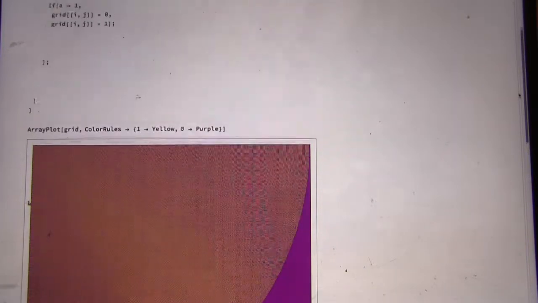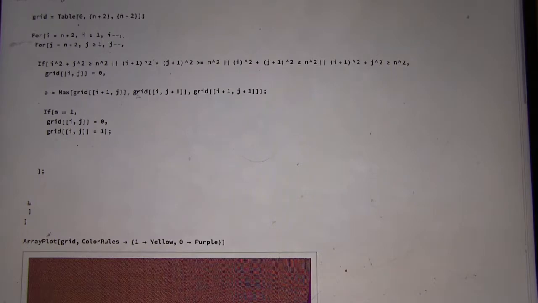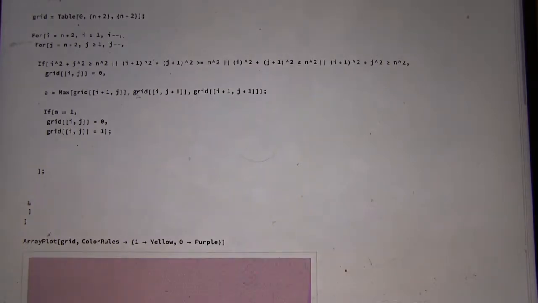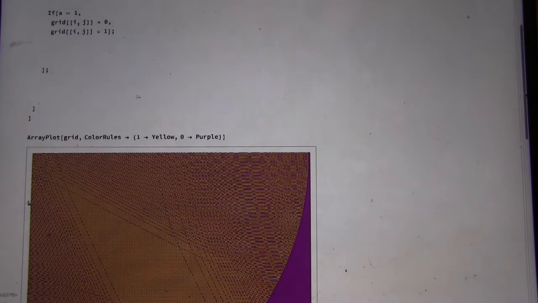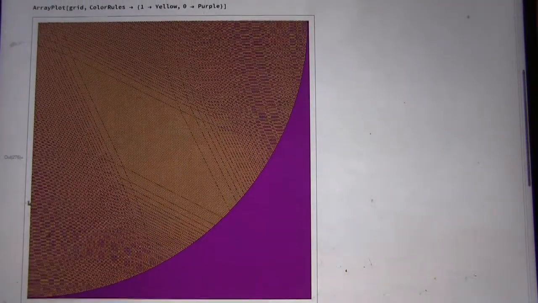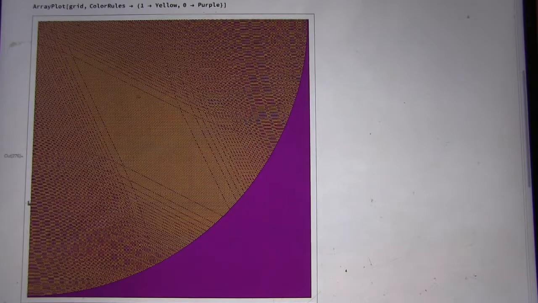Maybe if we back off to 500. I've never even looked at 500, but maybe we'll see a little bit more of the structure there. Oh yeah. Yes, there's definitely some lines and curves going on. And you can see some of those checkerboard patterns still that you were talking about.